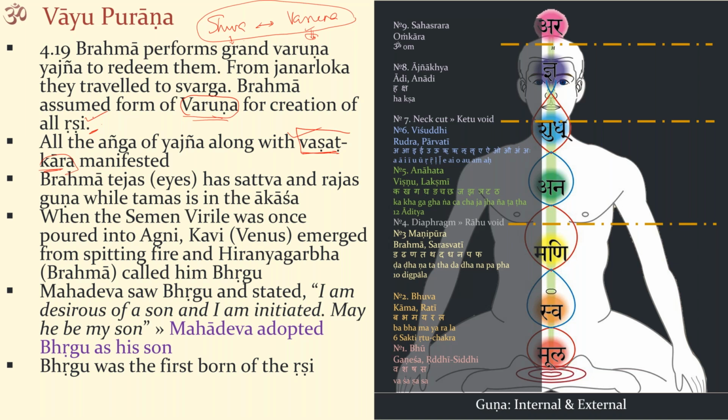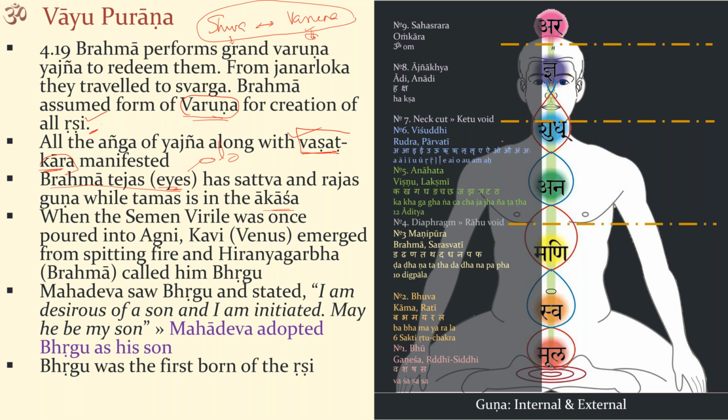Brahma Tejas means the eyes. Brahma Tejas is in the Brahmins. Kshatriya Tejas is in the Kshatriyas. So Brahma Tejas, or the three eyes, has Sattva and Rajas Guna, while Tamas is in the Akash.